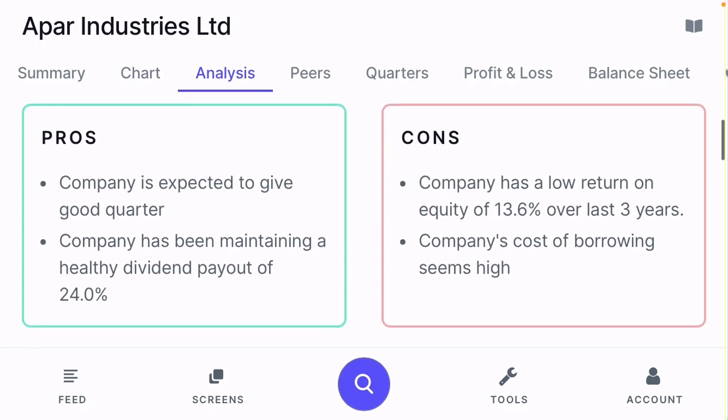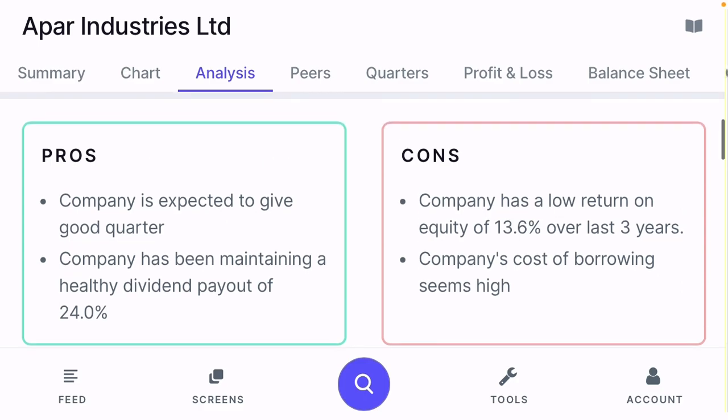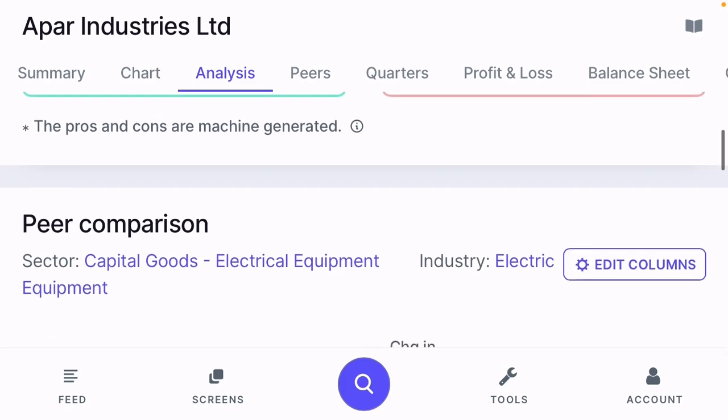Okay, now let's see more information, the pros and cons of the company. The company appears to have a good quarter. The company is maintaining a good dividend payout. Cons: the company has a low return on equity of 13.6 over the last 3 years. The company's cost of borrowing seems high. These are the two cons.